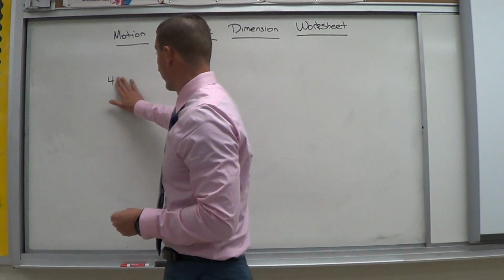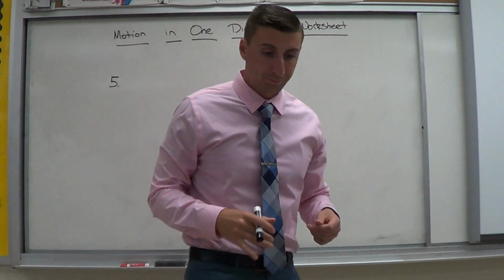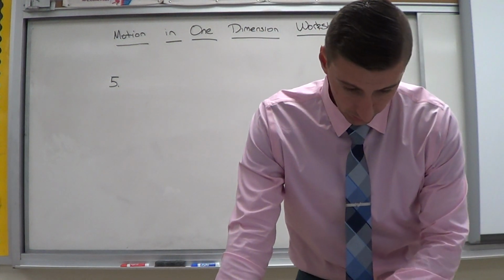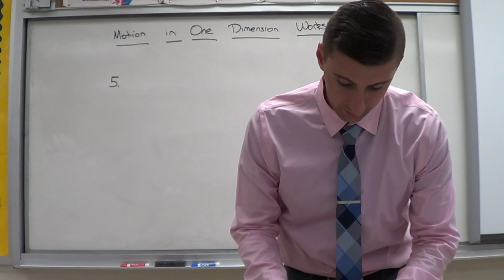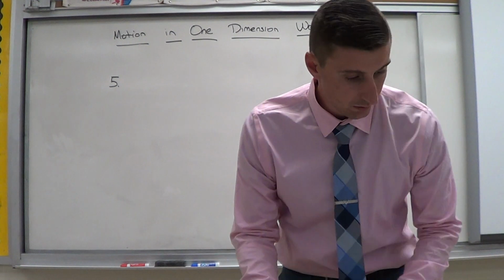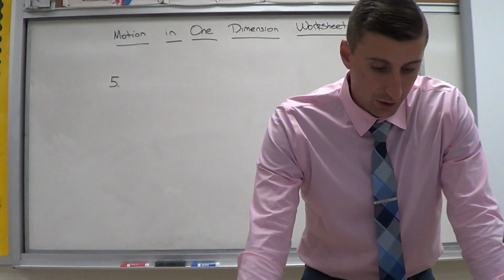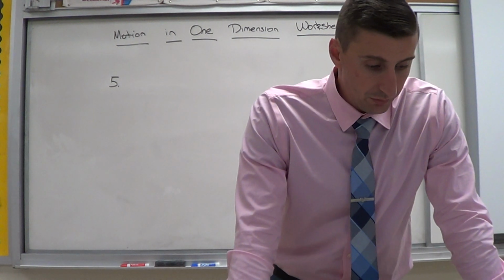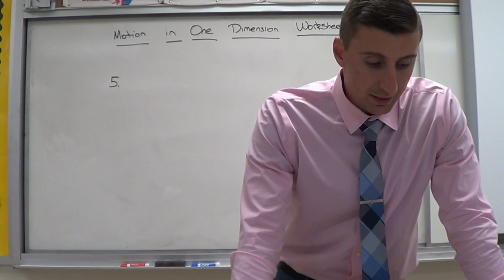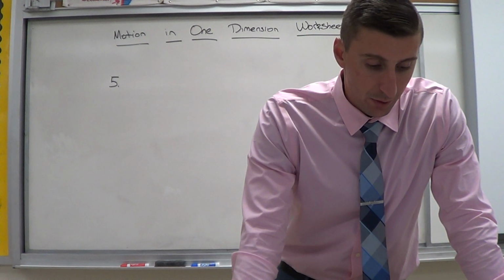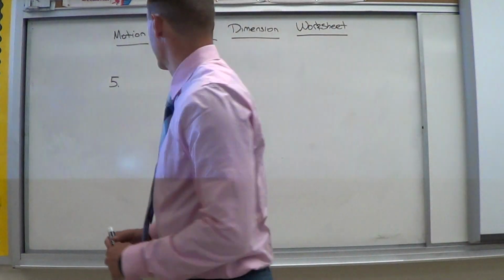All right? So let's look at number 5 here. Number 5 says, an automobile is moving to the right along a straight highway. If we choose right to be the positive x direction, then the driver puts on the brakes. If the initial velocity is VI = 15 meters per second and it takes 5 seconds to slow down to VF = 5 meters per second, what was the car's acceleration?